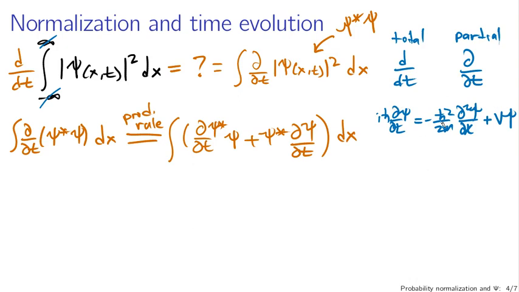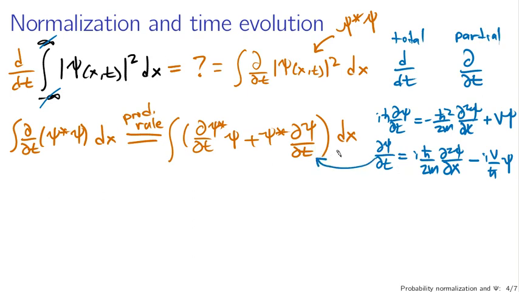I can use the Schrodinger equation to substitute in the right-hand side for these time derivatives, both for psi star and for psi. So first I'm going to manipulate this by dividing through by i h bar, which gives me partial psi partial time equals i h bar over 2m second partial of psi with respect to x minus, where did it go, i V over h bar psi. So that can be substituted in here.